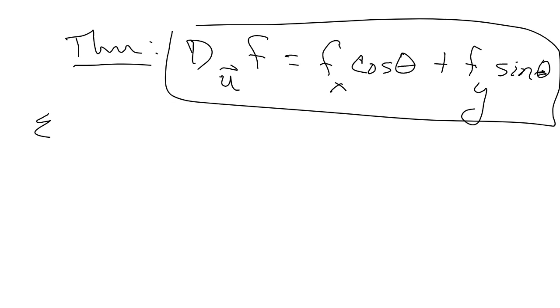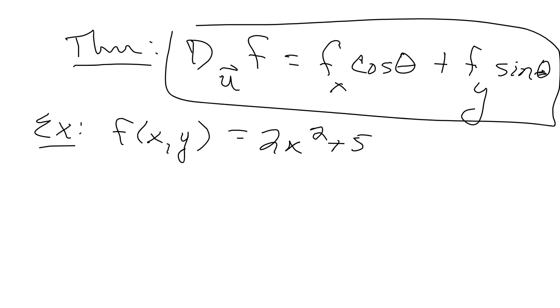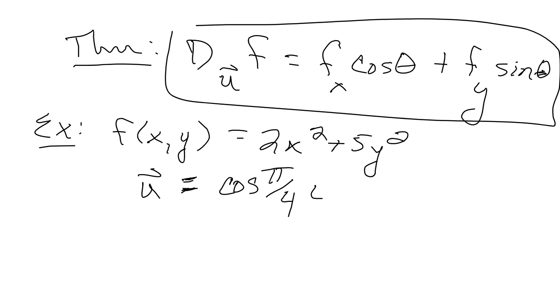look at an example. If I've got f of x, y, this is in your notes as well, but I'll just talk you through it. f of x, y is 2x squared plus 5y squared, and we're going to let u vector, so the direction I want, be pi over 4 from the x-axis. This is given, we choose this, so this is the direction I want to look at, so it's 45 degrees positively from the x-axis. So it's cosine pi over 4 i plus sine pi over 4 j.